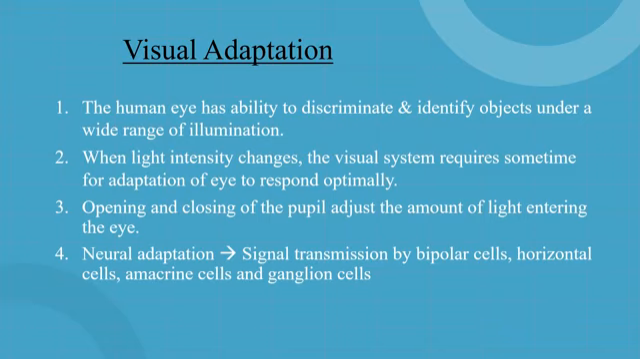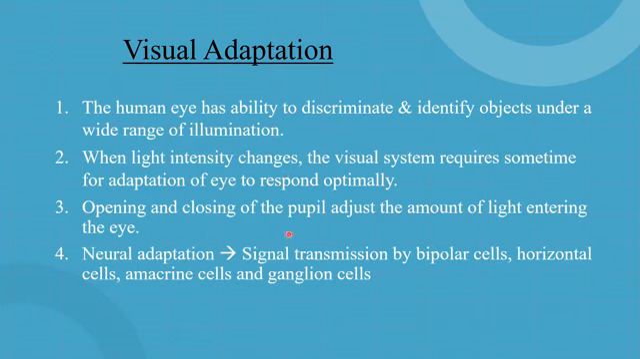And now we will see visual adaptation, that is, how the human eye adapts in the presence of light and in the presence of dark. The human eye has the ability to discriminate and identify objects under a wide range of illumination. But when light intensity changes, the visual system requires some time for adaptation of the eye to respond optimally. That is, suppose we have been in the light and suddenly we enter the dark. So the intensity changes, and the visual system requires some time for adaptation of the eye.